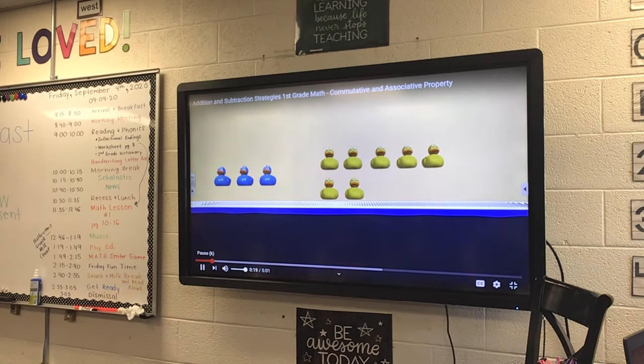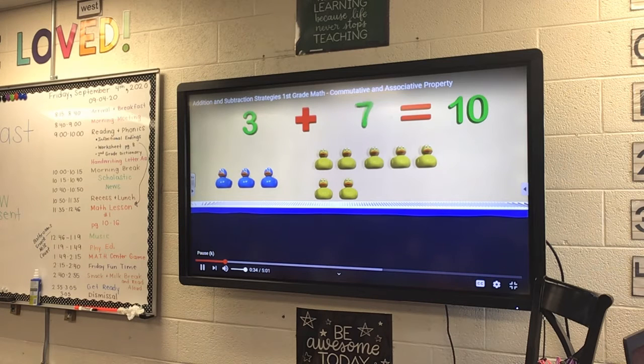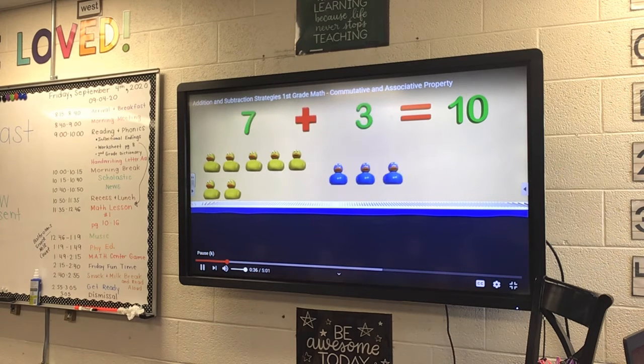Here are some ducks. We have 3 blue ducks and 7 yellow ducks. Can you tell me how many ducks we have in all? We have 10 ducks altogether. When you add 3 and 7, you get 10 ducks in all. Now here is something really cool. The ducks just moved positions. Is the answer still the same? Yes, the answer is still 10, the same as before.